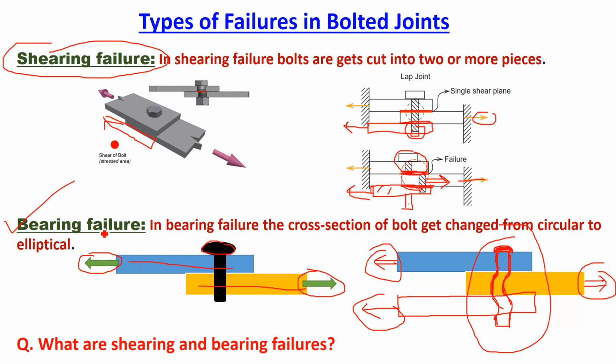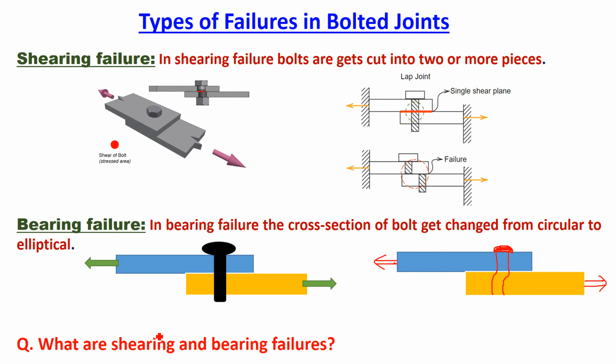When bolt is not breaking into pieces, and only warping, that is bearing. And if it is cut into number of pieces because of shear force, then it is called as shearing failure. So the question which may be asked on this is, what are shearing and bearing failures?